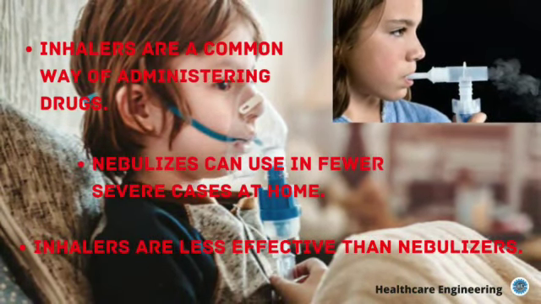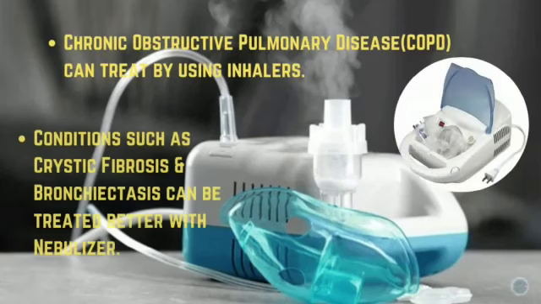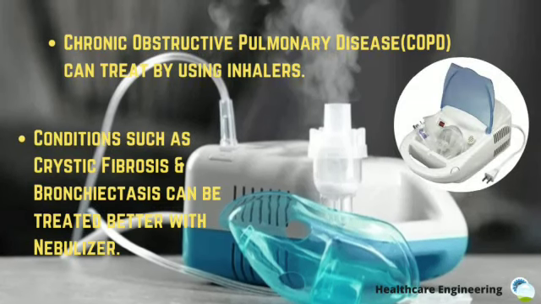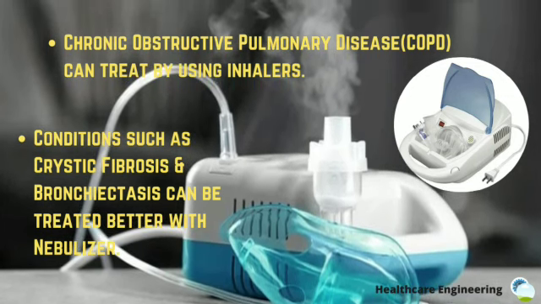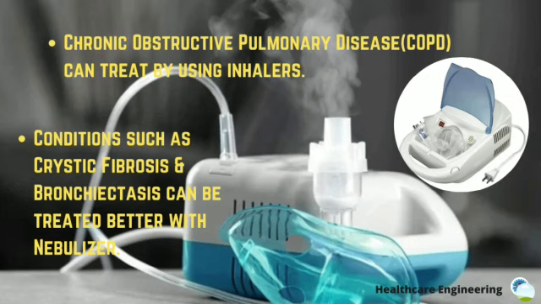Nebulizers can also be used in less severe cases at home by individual users. Inhalers are less effective than nebulizers. So, nebulizers can be used if the condition it is treating is severe. For example, conditions such as asthma and chronic obstructive pulmonary diseases can be treated with an inhaler to the same effectiveness. However, conditions such as cystic fibrosis and bronchiectasis can be better treated with nebulizers.